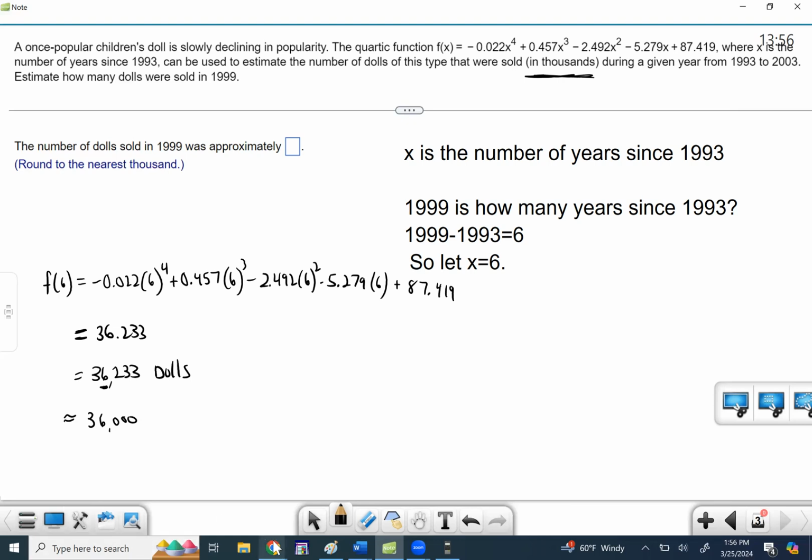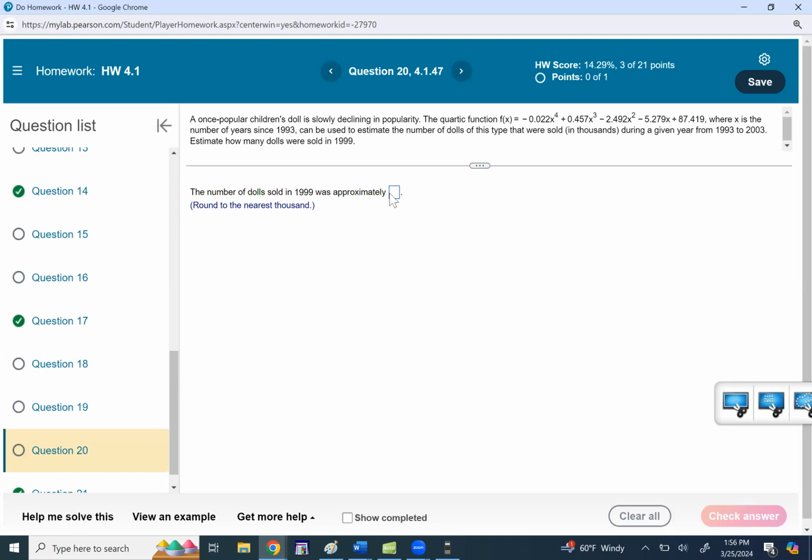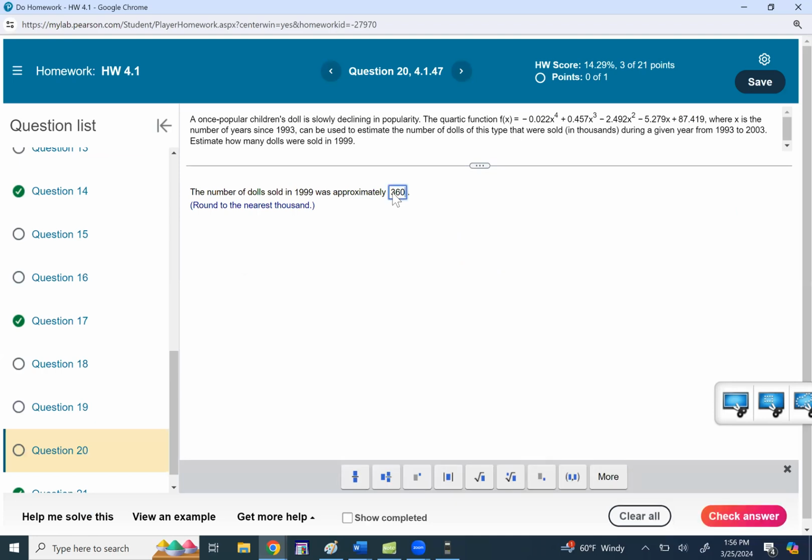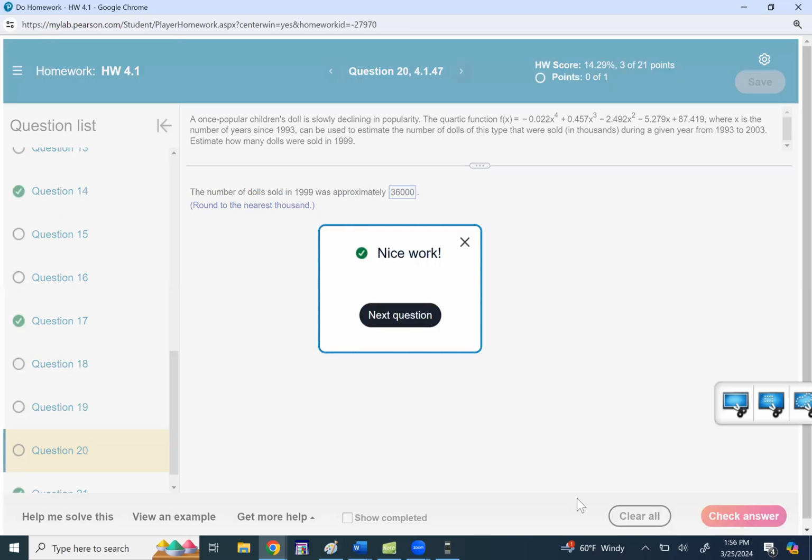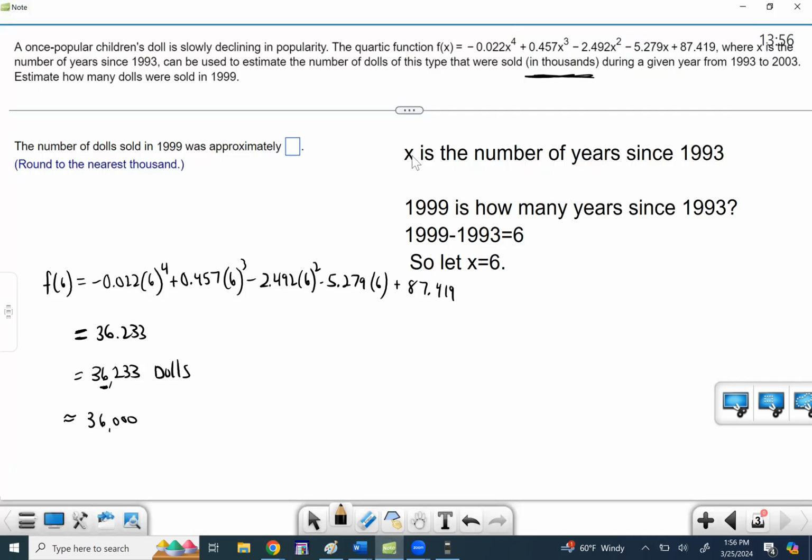Okay, so let's go see if this is right. I'm in the calculator. Okay, so 36,000. Let's go check it. Wow, I can't believe it turned out to be okay. Honestly, the hardest part's reading. We had to read a lot of different things here, that this X stood for the number of years since 1993. But we also had to read that the dolls is in thousands. And then we had to read that we had to round to the nearest thousand. I tend to miss little details like that. So if you were getting it wrong, maybe it was something like that for you too.